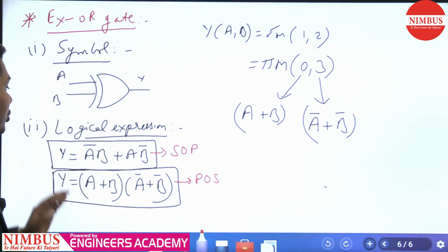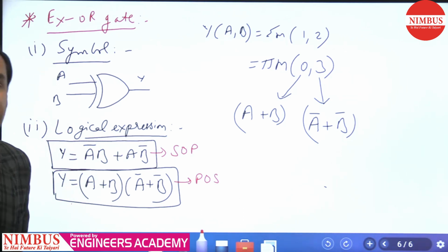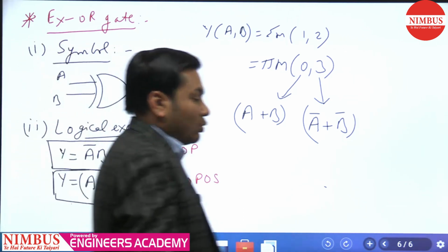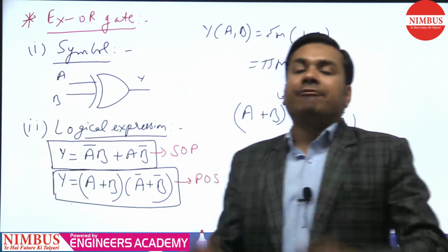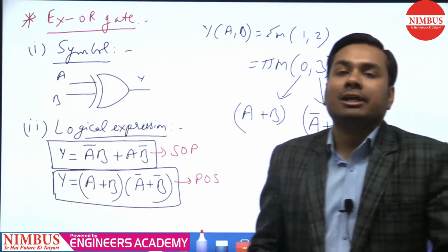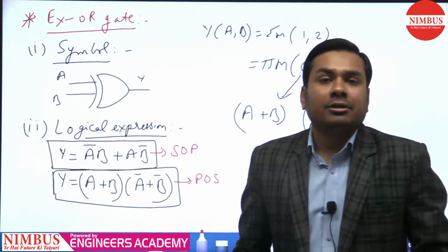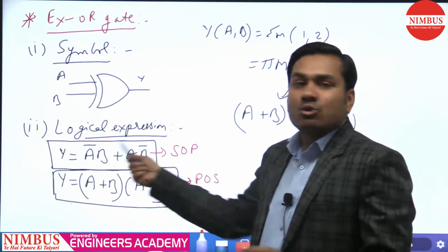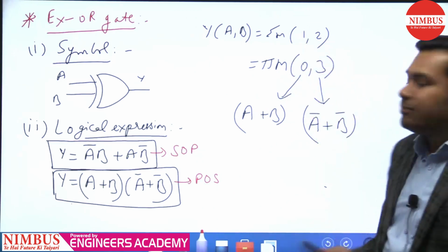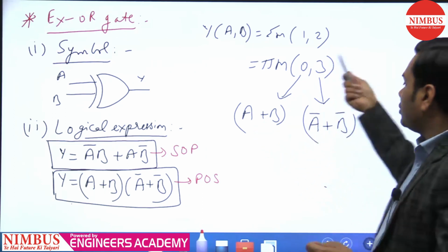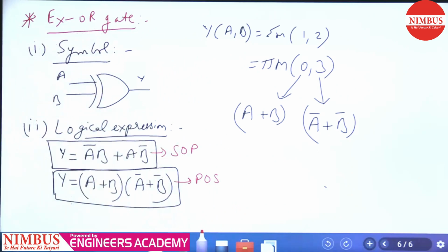So there is a need to remember the SOP as well as the POS expression for the XOR. For the XOR the SOP expression is a bar b plus a b bar, and the POS expression is a plus b dot a bar plus b bar. Clear? We have min terms from this SOP, 1 and 2, and then max terms at 0 and 3. For the 0 we have a plus b, for the 3 we have a bar plus b bar. So that is our POS expression.